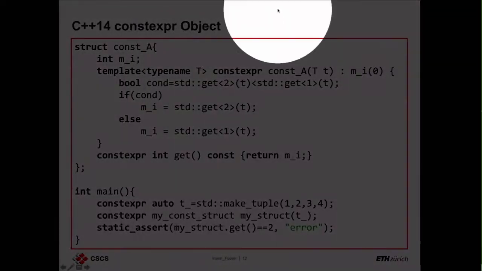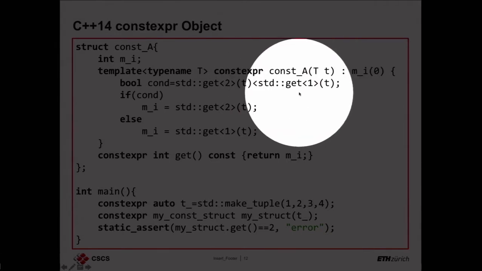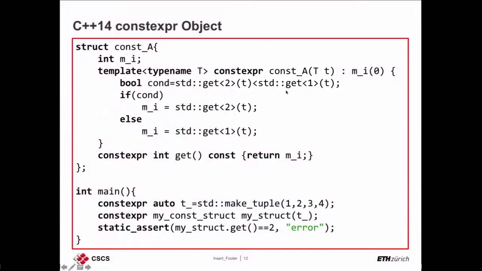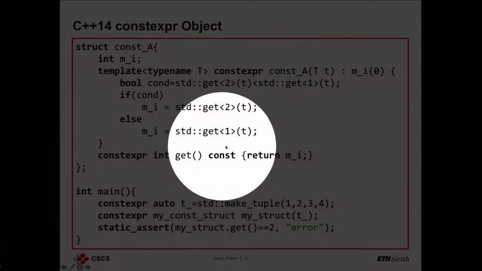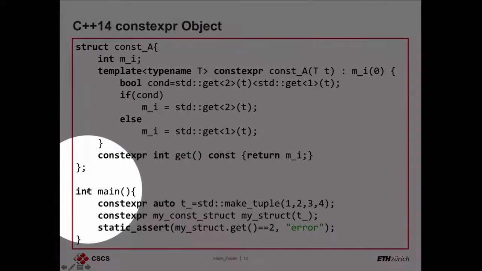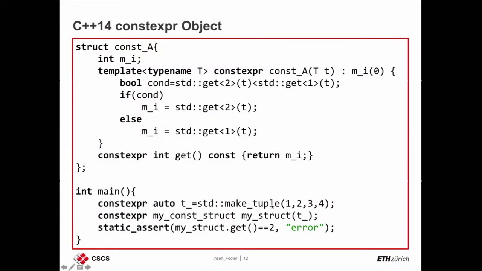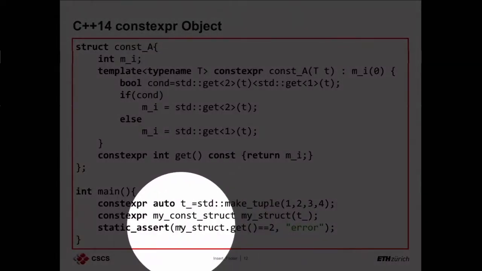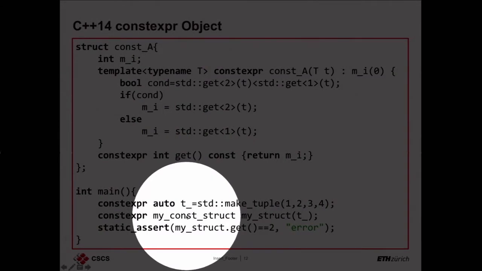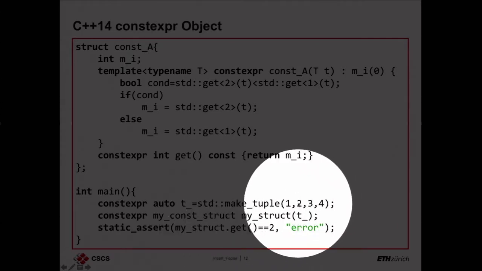But then I have a constexpr constructor that takes a tuple, and accesses the members, exactly as it did before. And I have a member get that returns my member and is also constexpr. Now I can do constexpr auto, I can create my tuple at compile time, and then constexpr const_a, my const_a class, I construct with this tuple.